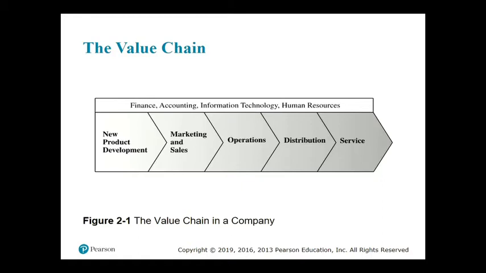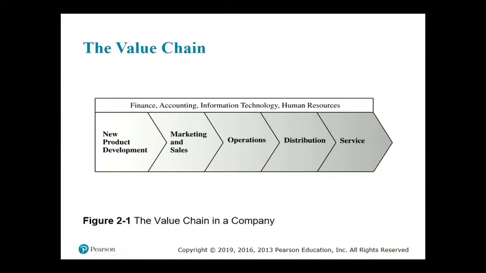So along the so-called value chain, the components of a supply chain that creates value, we have product development, marketing and sales, operations, distribution, and service. And all these functional elements should have strategies that support one another and the competitive strategy.